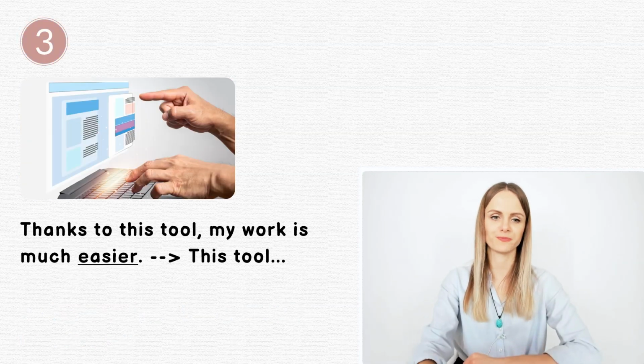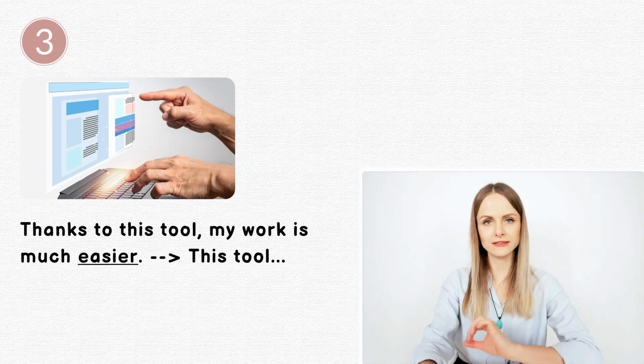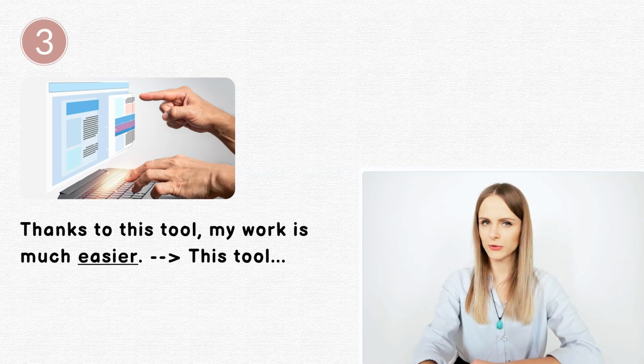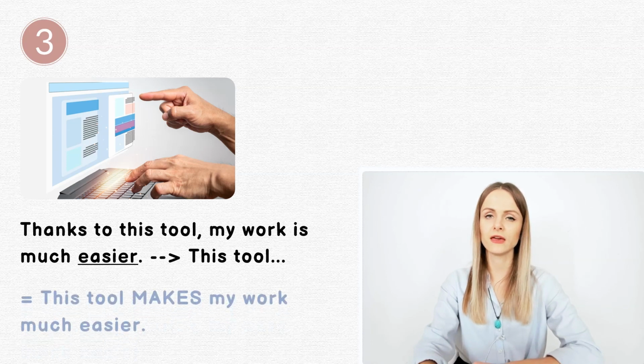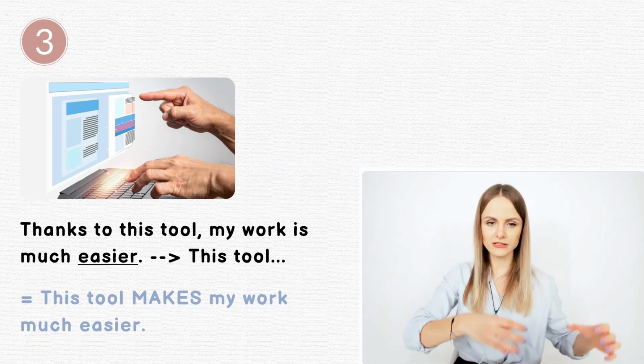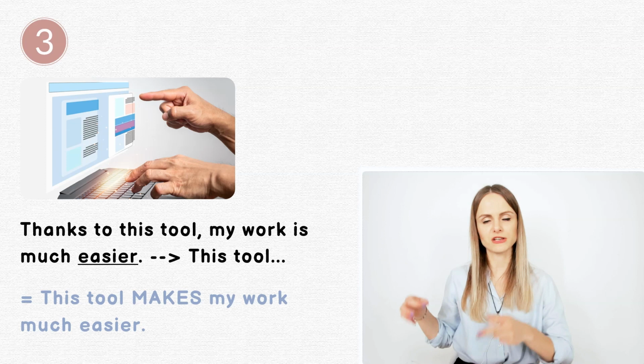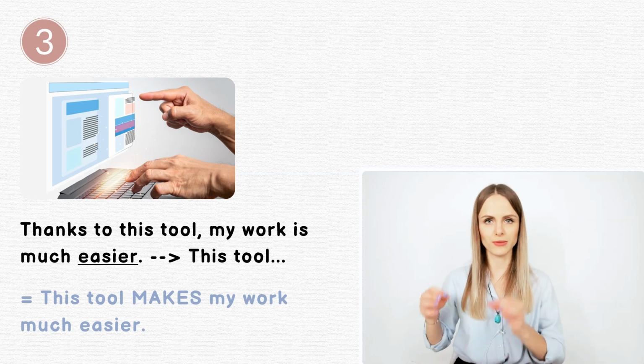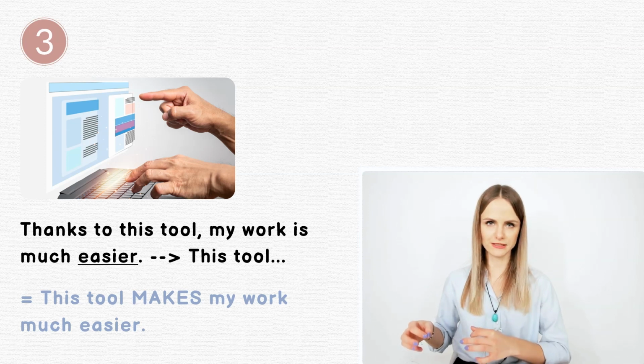Number 3. Again, read the sentence, try to paraphrase it. We've actually had a similar example. Let's have a look at the answer. This tool makes my work much easier. So this is an example with make plus object plus adjective, right?